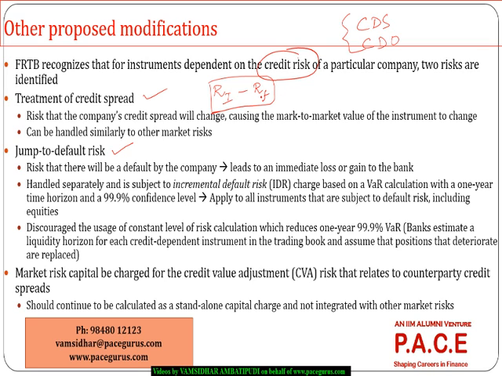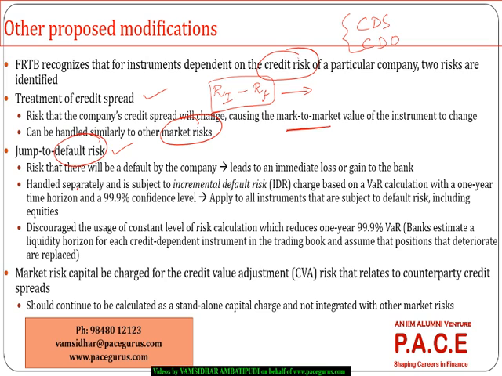The spread can either increase or decrease, and because of this, the mark-to-market value of the instrument changes because the discounting factor is changing. So the mark-to-market value of the instrument is changing. Here there is no default, only the credit spread has changed. So this would be handled more or less similarly to other kinds of market risks.